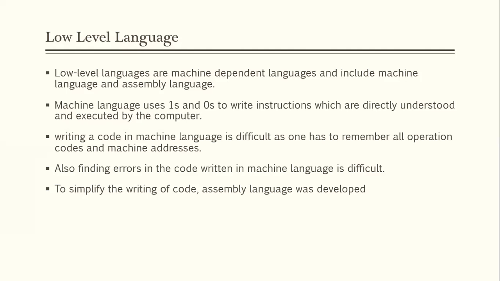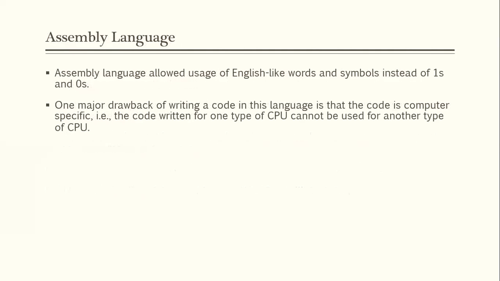To simplify the writing of code, assembly language was developed. What is assembly language? Assembly language allows usage of English-like words and symbols instead of using 1 and 0. Now, there was a major problem with assembly language though. One major drawback of writing code in this language is that the code is computer specific. That means the code written for one type of CPU cannot be used for another type of CPU.